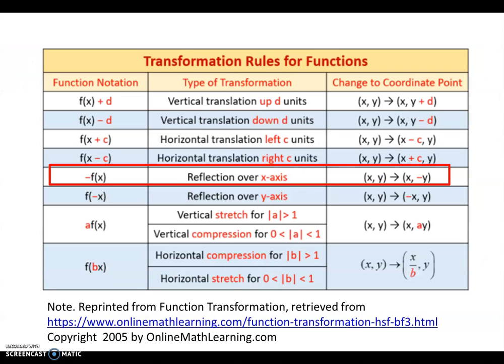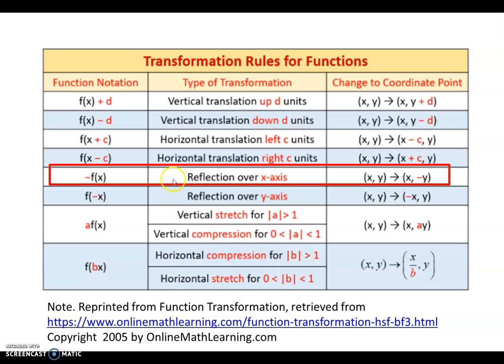Our next transformation is the reflection over the x-axis. This happens when your negative sign is in front of your function, once again outside of the parentheses. The common misconception of students is that whenever it says reflection over the x-axis, they think that it's the x values that you are reflecting. But as you can see, as stated on this table, the y values are the ones that you are reflecting.